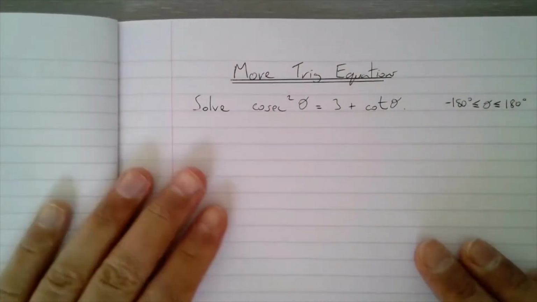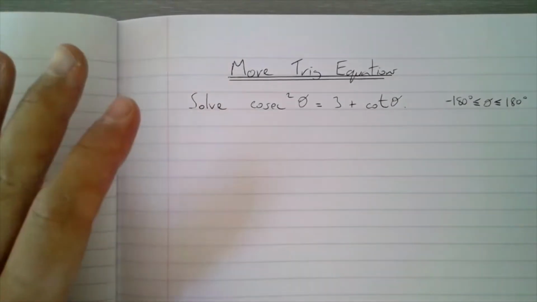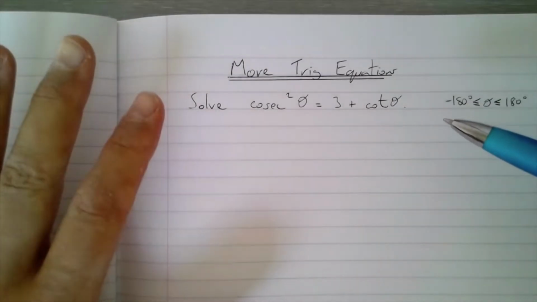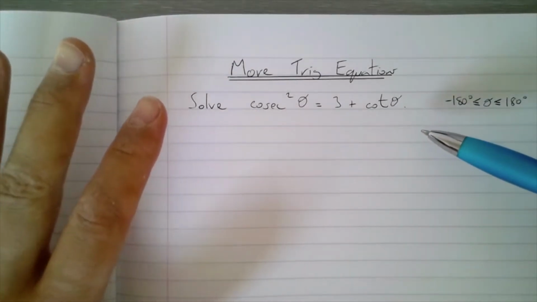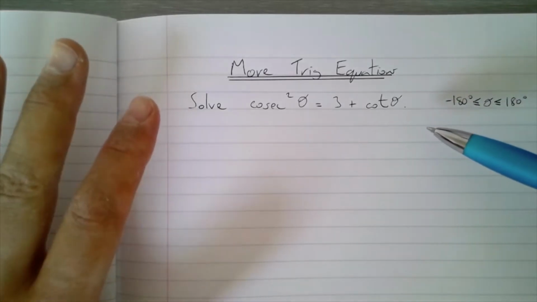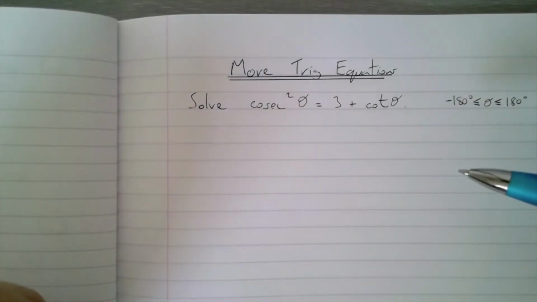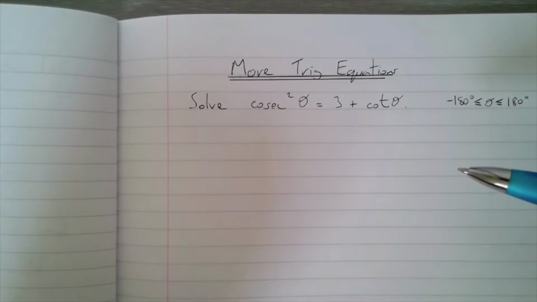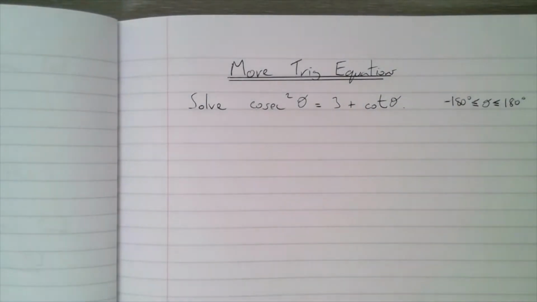Okay, so here's just a quick video today, really, because we've got all the skills together. We've got all the skills, we just haven't stuck them together. So this question here says solve cosec squared theta equals 3 plus cot theta.